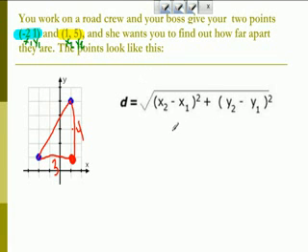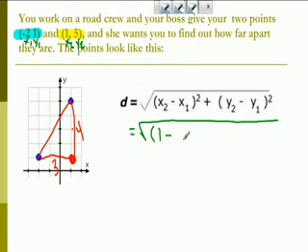So now all we have to do is plug in our numbers to our variables. Okay? So everything is going to go under this radical sign every single time. Okay, so x2 is 1 minus x1, which is -2, squared, plus y2 is 5 minus y1 is 1, squared. Okay, the next step, so all we did was substitute those numbers in for the letters.